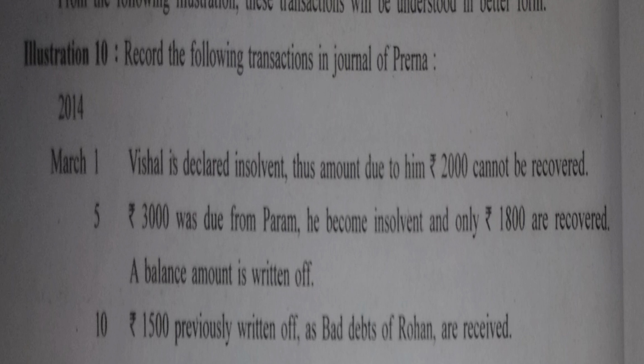So what did you do? You have written that this much amount is not recovered from so and so person. You have written this in your books of accounts and you have closed that person's account. You have written that yes, now this person is not going to pay.